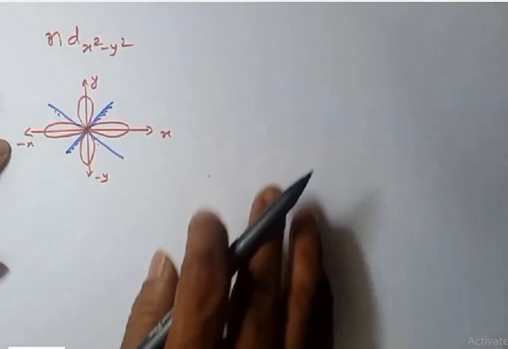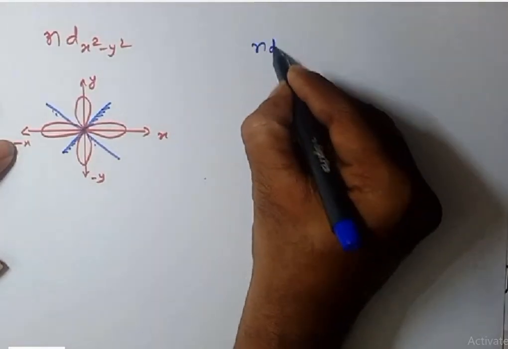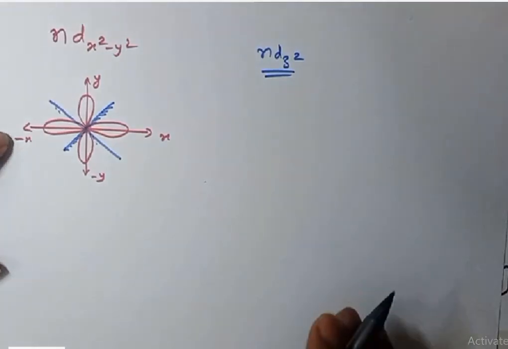Okay, the next example is very important. The dz square orbital.